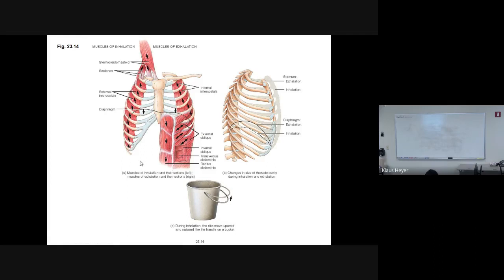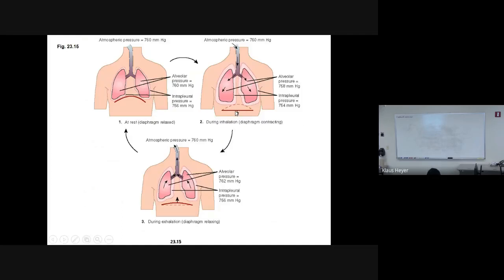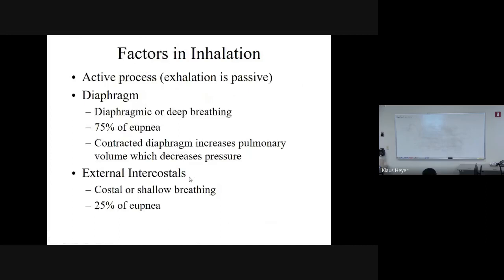So there's two things. There's the diaphragm flattening out, contracting. And there's the external intercostals, the muscles in between your ribs. They're contracting, and that's lifting the rib cage. Both of those actions are going to cause the volume of the lungs to get larger.